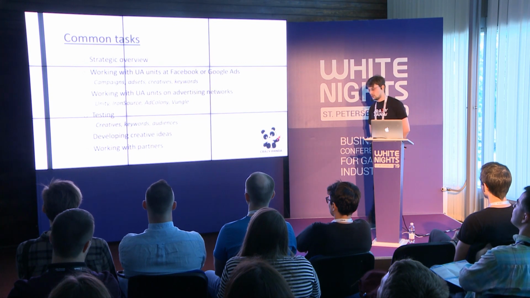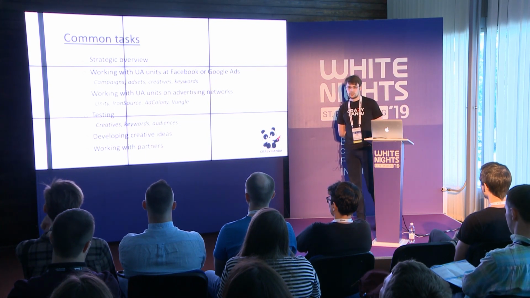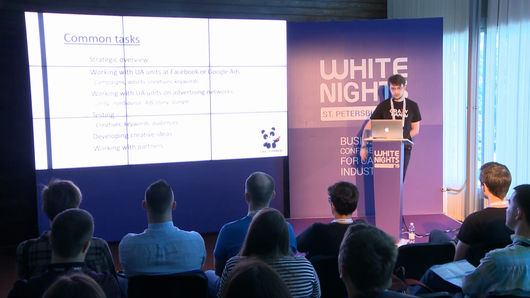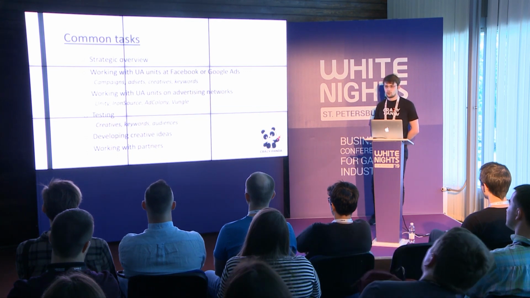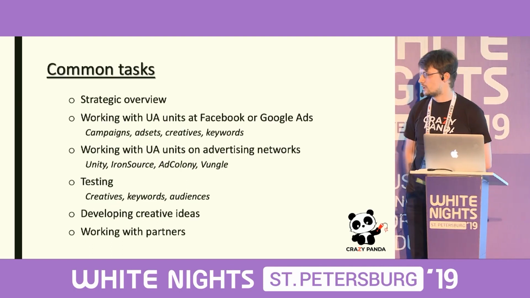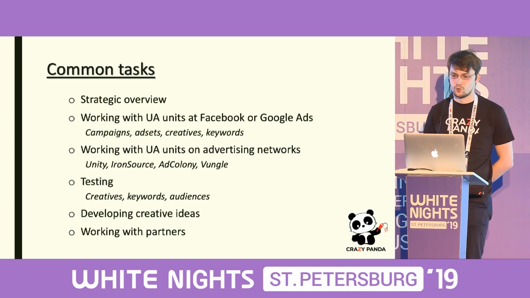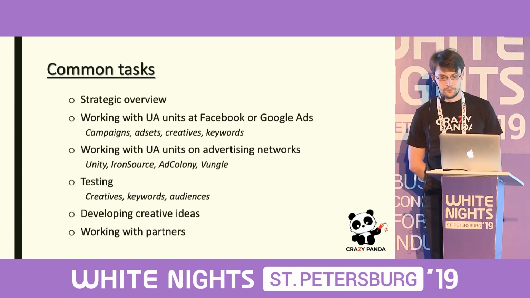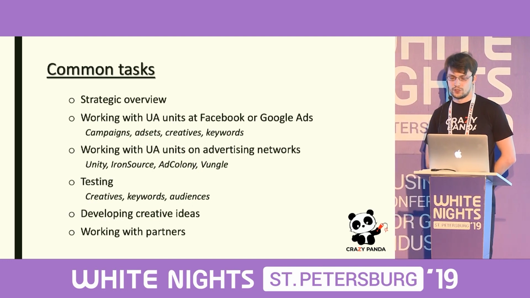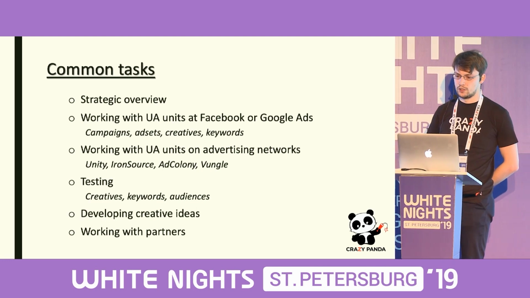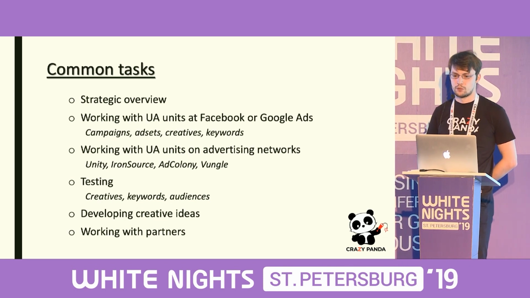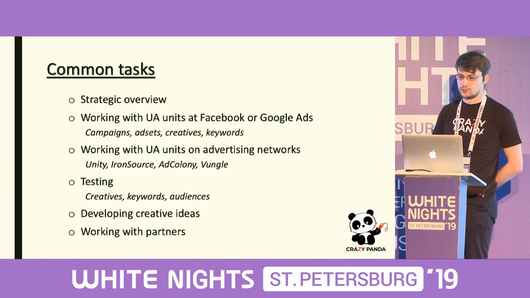Having been involved in UA for almost a year and talking to my colleagues in the industry, I've managed to create a list of common tasks. I think most of you here are familiar with them. I just want to mention that I'm splitting working with UA units at Facebook and Google Ads and UA units on advertisement networks. I'm doing this because Facebook and Google Ads, as I mentioned, develop auction systems that can adjust to our needs, and usually it takes time for any adjustment that we make on Facebook, for example, for the system to assimilate it.